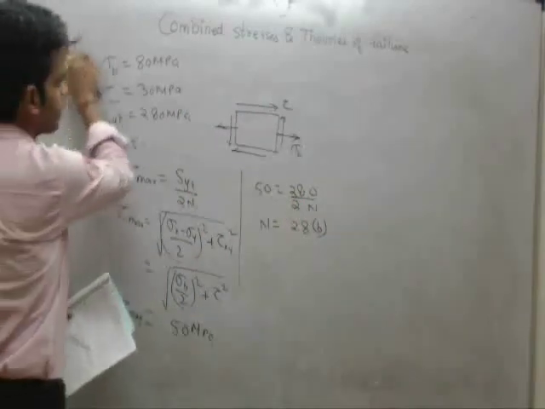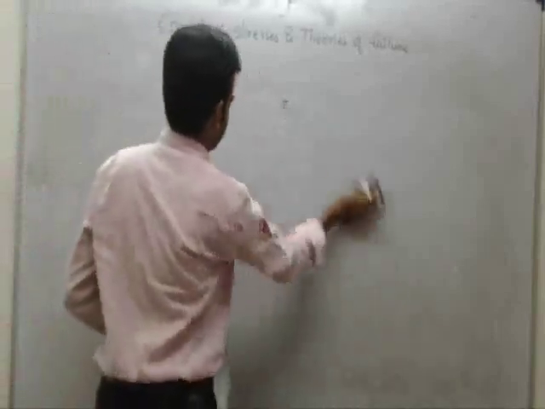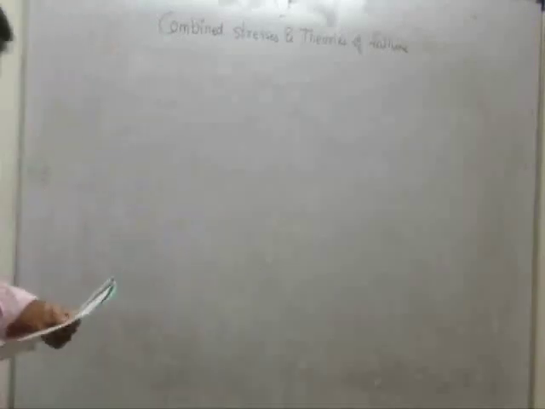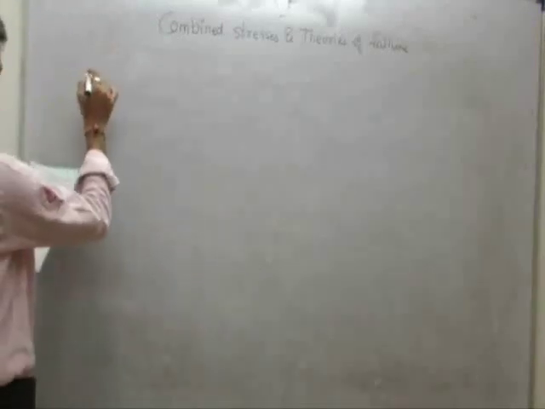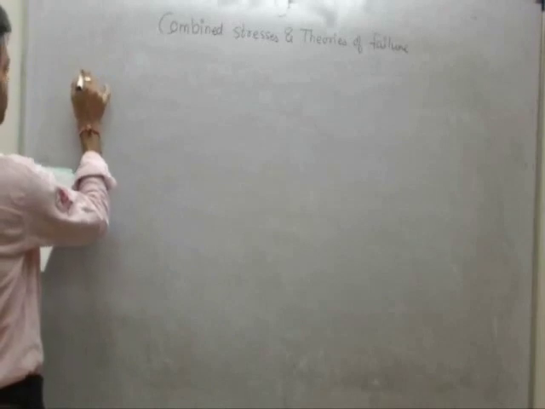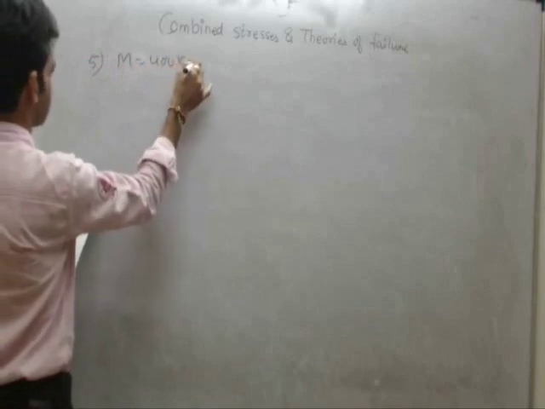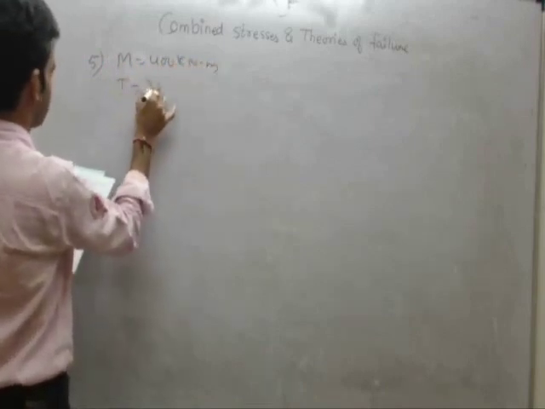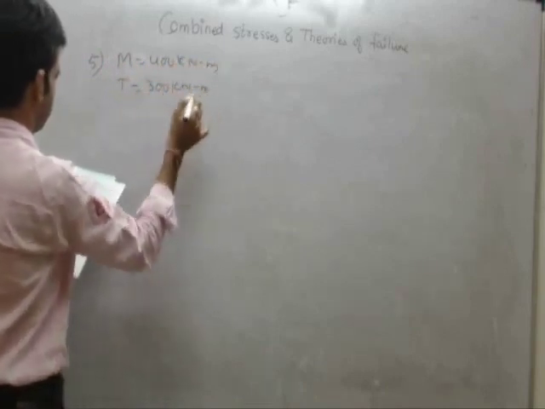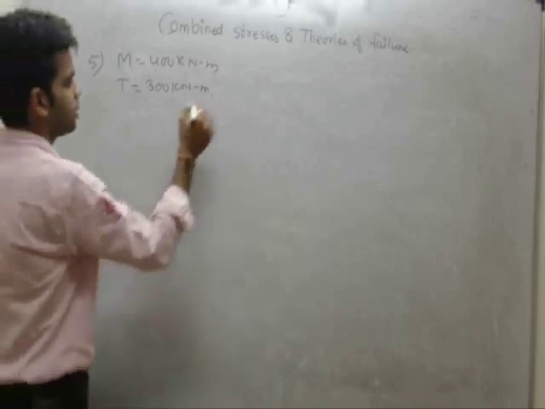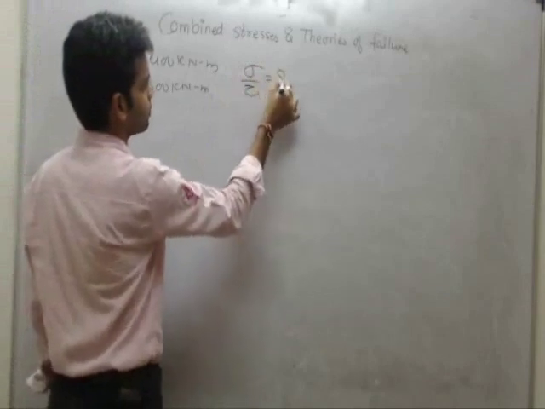A circular shaft is subjected to a bending moment of 400 kilonewton meter and a twisting moment of 300 kilonewton meter. According to maximum principal stress theory, direct stress is sigma. According to maximum shear stress theory, shear stress is tau. We have to determine the ratio of sigma by tau.